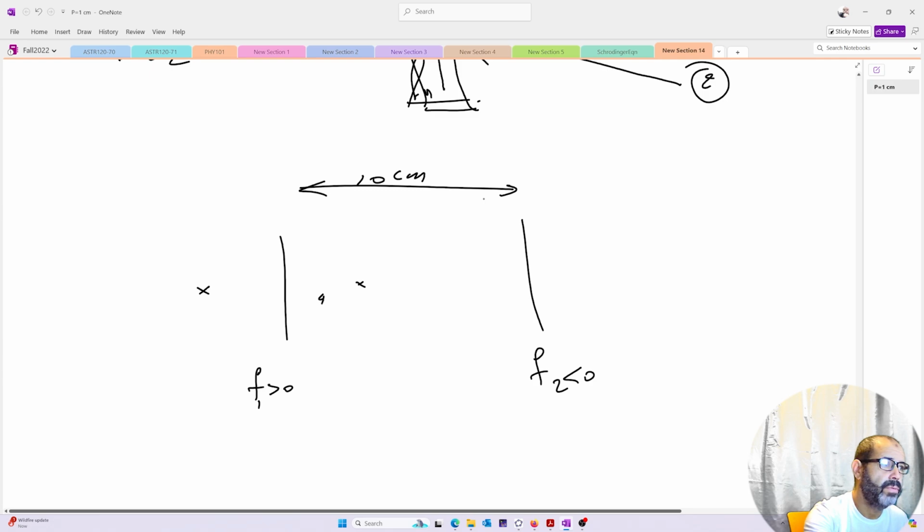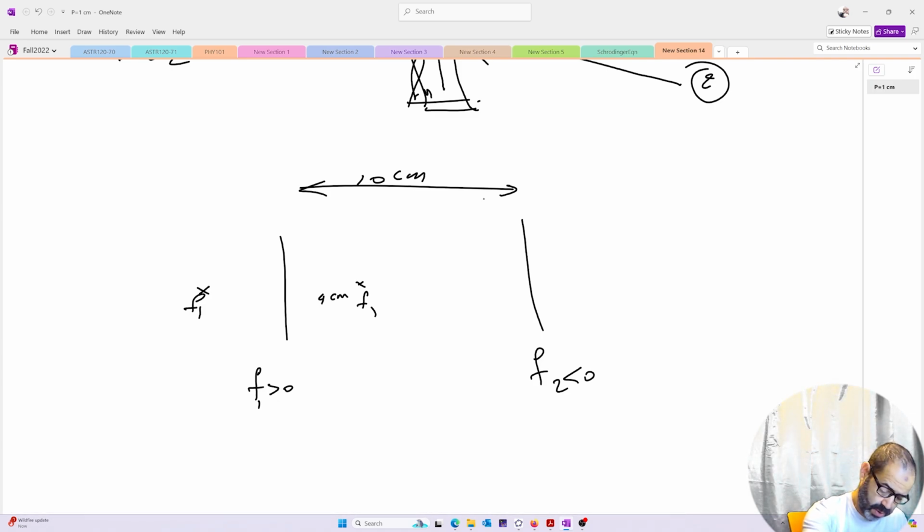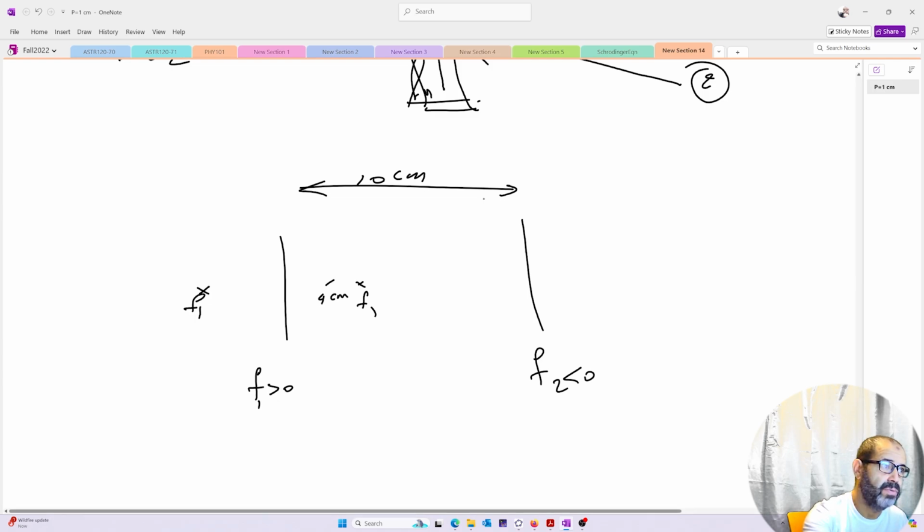So this distance is 4 centimeters, so this is F1. And the second lens is 6 centimeters away from the other one. The other focal length is -8, so that means this focal point is very close from here. So this is F2, where F2 is negative. F2 is equal to -8 centimeters, whereas this one is -4 centimeters. Okay? So, positive, this is a converging lens, and the other one is negative.